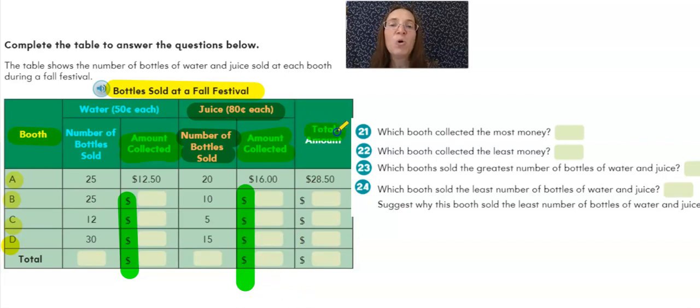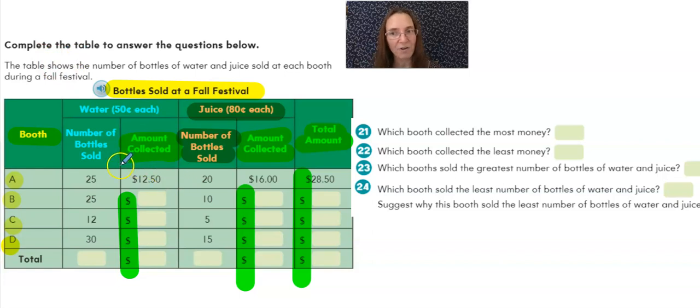Then we have the total amount. And in this total amount, I do think they're being a little vague here, so you've got to think carefully. Are we talking about the total amount of bottles or the total amount of money? Well, when I look in the rest of the table, I can see that this is trying to show me the total amount of money. For this table, I'm going to have you do some work on your own to figure out the missing data.